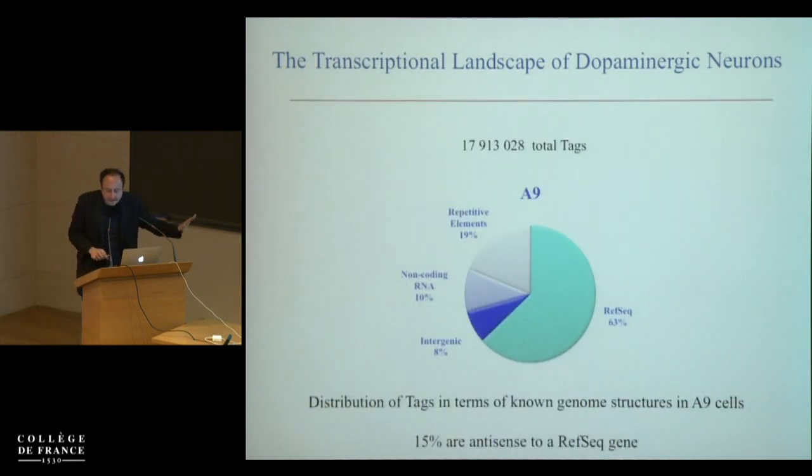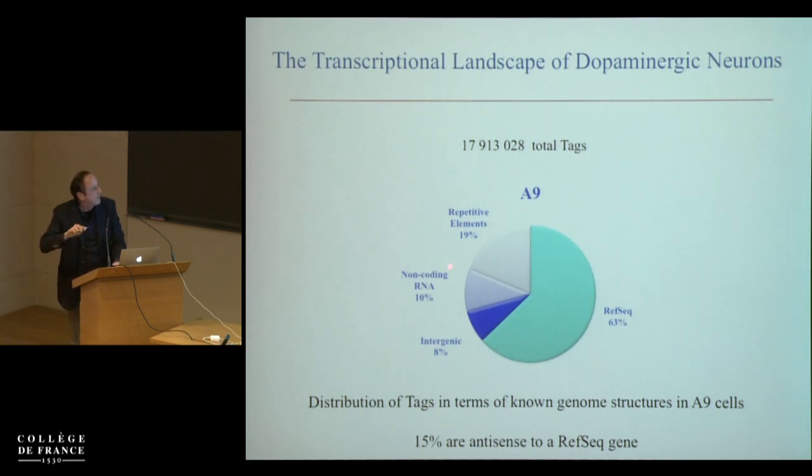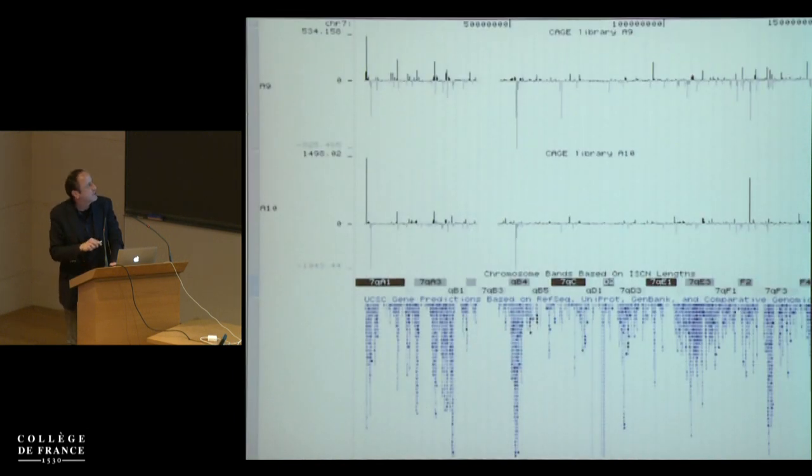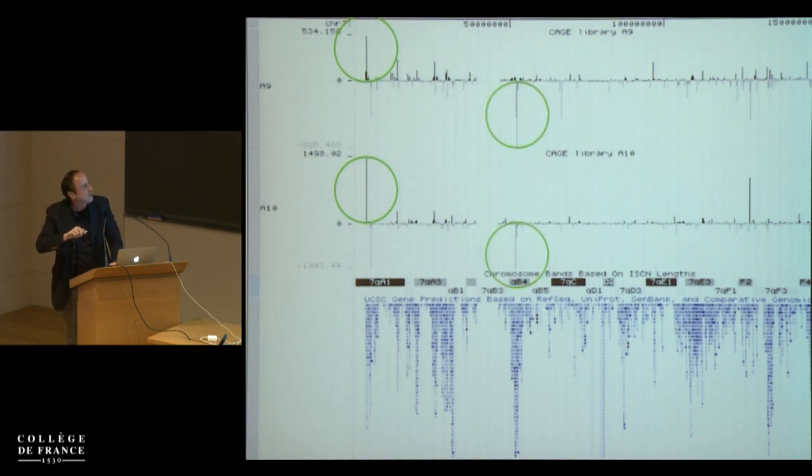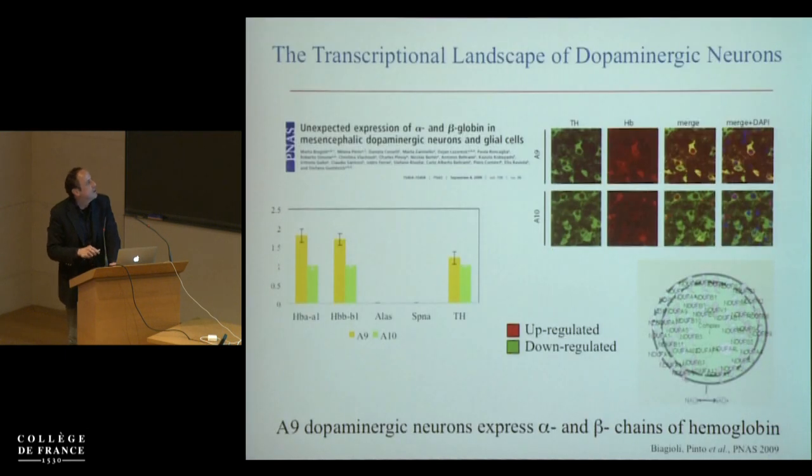I don't want to go into the details. This is just a general mapping of tags in RefSeq genes, repetitive elements, non-coding RNA, and intergenic regions. I want to say that 50% of tags are antisense to RefSeq genes. And this is just to show that if you compare the A9 and A10 patterns of transcription start site usage, you can see that in a random sequence of the genome, you can find transcription start sites that are used in both cells in a sense and antisense manner, but also transcription start sites that are selectively used in one of the two.